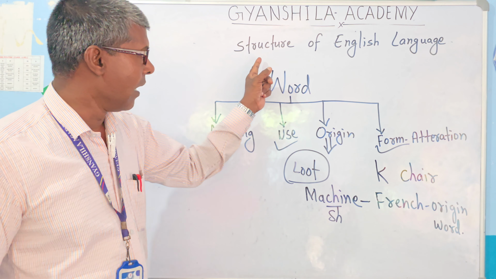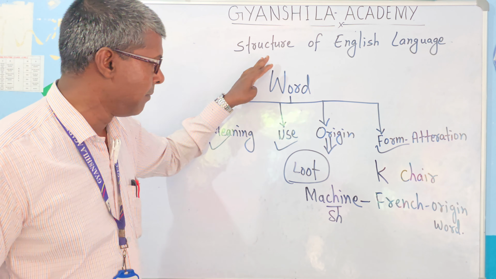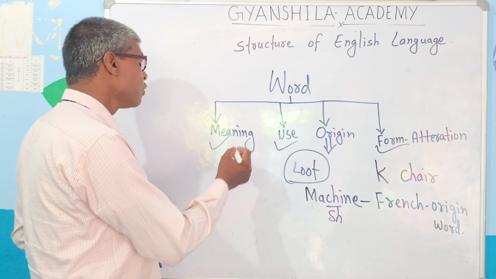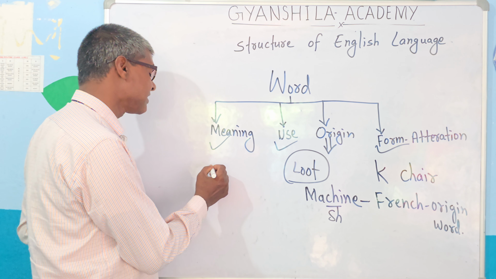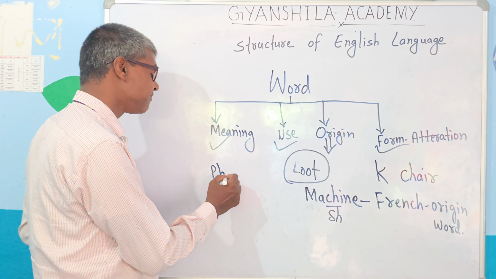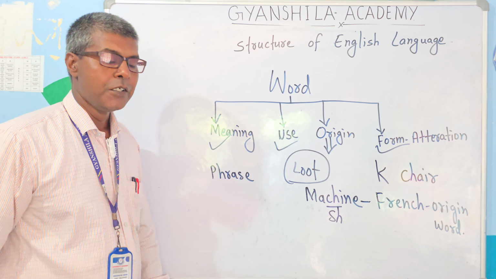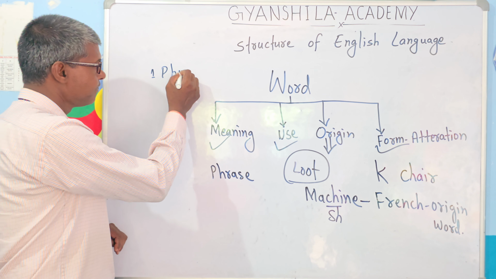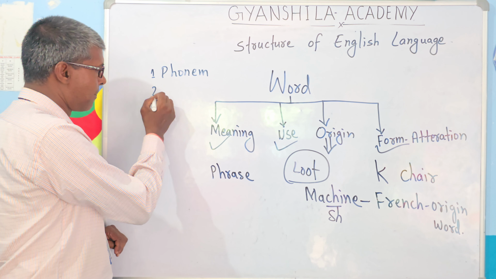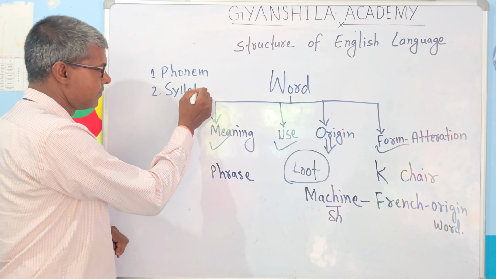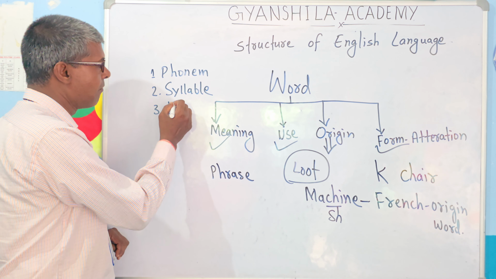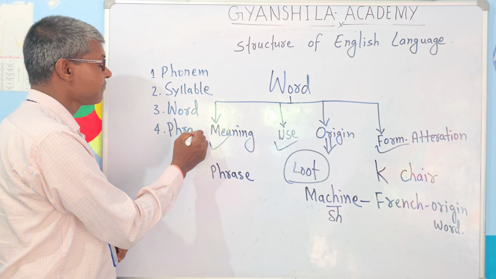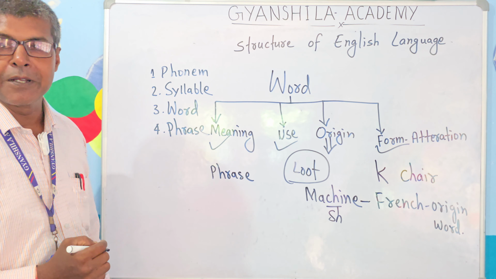So in the structure of the English language, when we come to the word and ask what we make from words, after the word there comes the next structure called phrase. So I am writing the structure. First you have learnt phoneme. After phoneme you have learnt syllable. After syllable you have learnt word. And after word we have phrase. So this is the next structure of English.